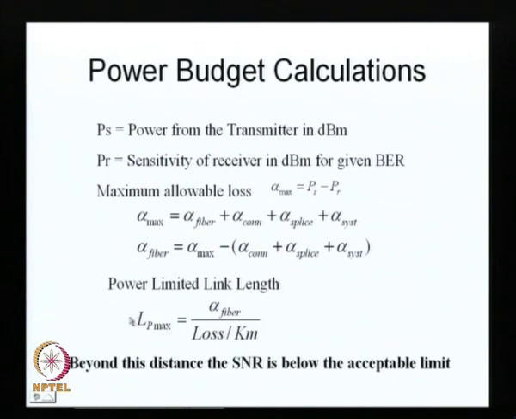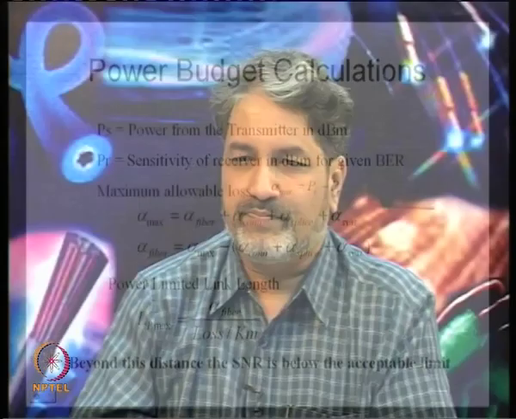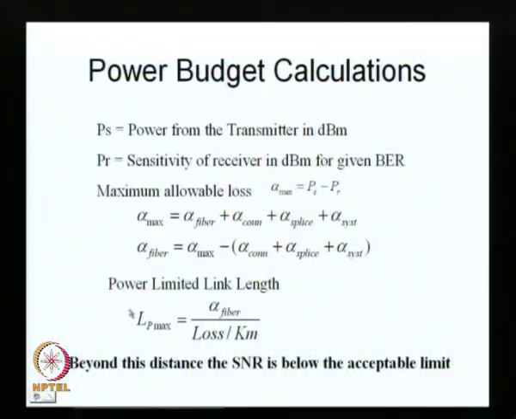So this link length, we call the power budget limited link length. What that means is that if we send the signal beyond this distance, then the signal to noise ratio will go below the acceptable limit, and therefore your PR will be less than the specified value. So the one calculation which one does while designing the optical link is what is called the power budget calculation. It is essentially balancing the powers at various locations on the optical fiber, and that is one limit which you get for the optical link length, beyond which the signal to noise ratio is below the acceptable value.